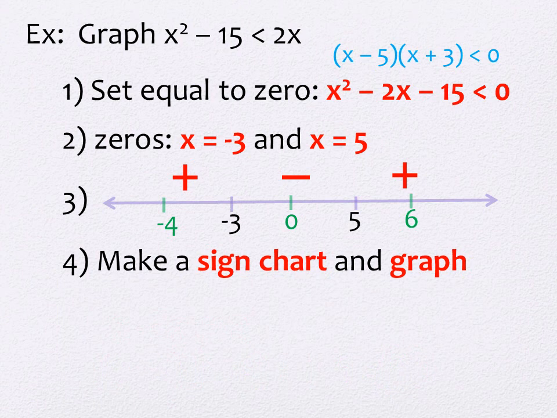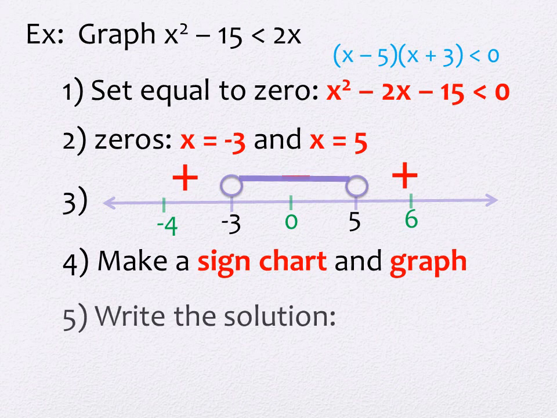Notice how our inequality here is strictly less than, so we're going to use open circles at negative 3 and 5. And since it's strictly less than, we're looking for all negative values, less than 0. Where's my negative symbol on my sign chart? Well, here it's between negative 3 and 5. So this is what my graph would look like.